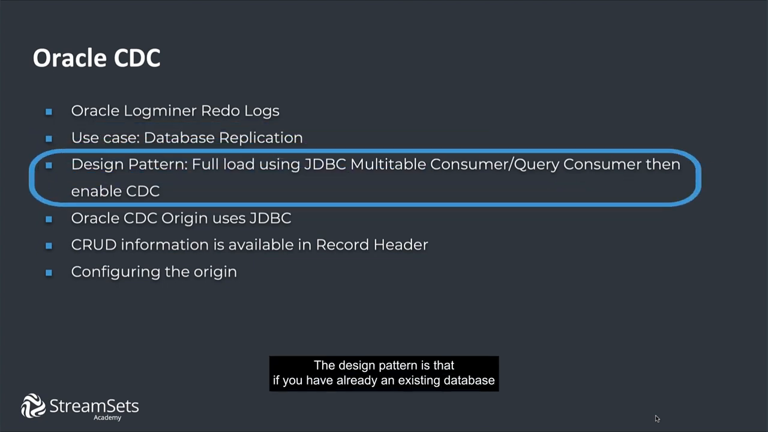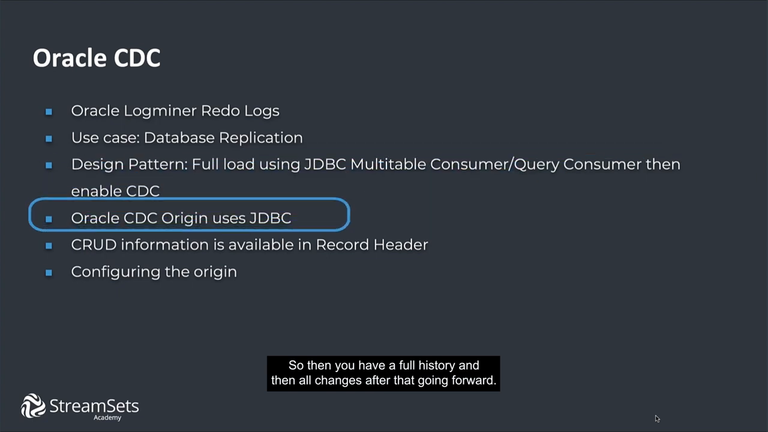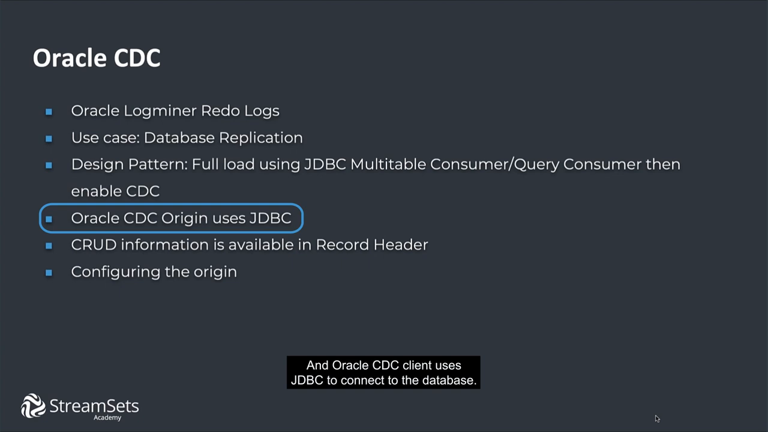The design pattern is that if you already have an existing database which you want to replicate, then we recommend you use our JDBC Multitable Consumer origin to read this database and write everything to Snowflake, and then enable the CDC at one particular time and start reading from that. So then you have a full history and all changes after that going forward. The Oracle CDC Client uses JDBC to connect to the database. Again, we will see how we can configure and provide the JDBC driver to our StreamSets pipeline.